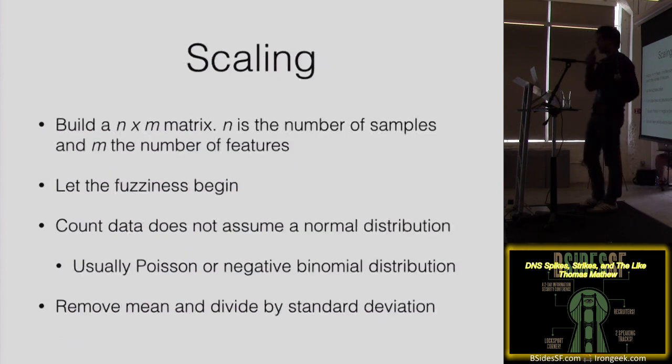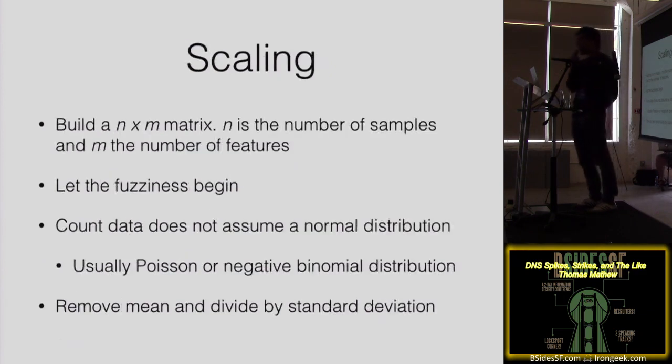So we now build an n by m matrix to store our samples and our features. n is the number of samples, so every domain is considered a sample. And m is the number of features. In this case we have 7 features, so we have a 6,000 by 7 matrix that we're working with.